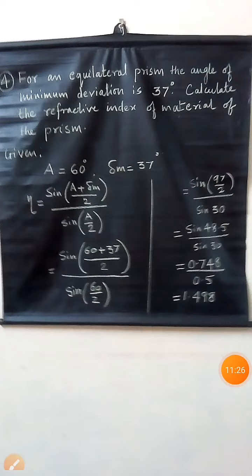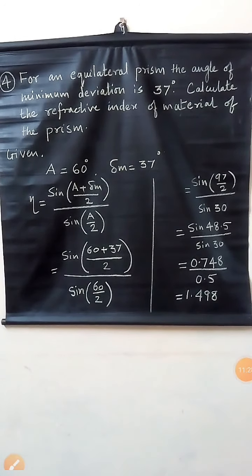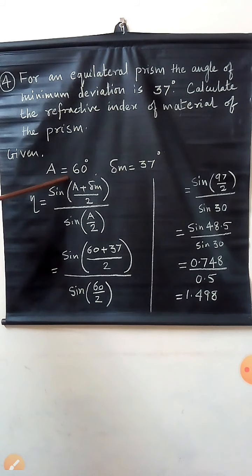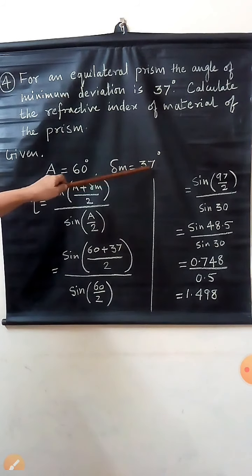The next problem: for an equilateral prism, angle of minimum deviation is 37 degrees. Calculate refractive index of material of prism. So now here we have to calculate the refractive index of the prism. Let's write down the given data first. You are given an equilateral prism, which shows that the angle A of the prism is 60 degrees. Angle of minimum deviation is given as 37, so delta m is equal to 37 degrees.